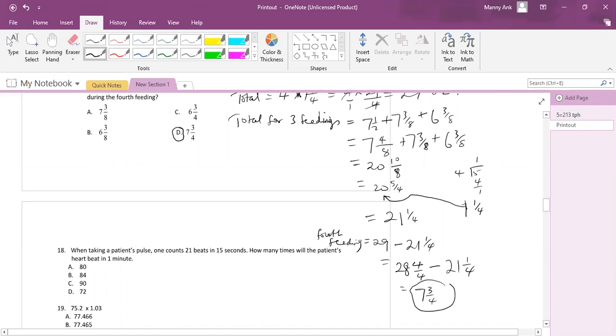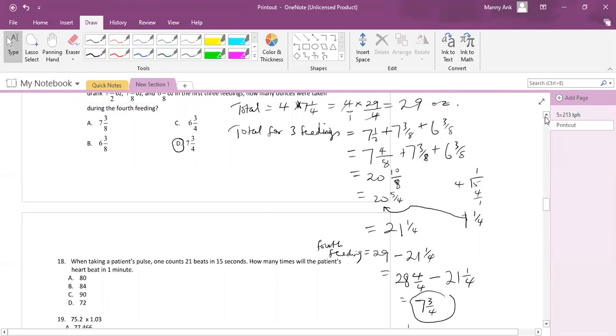Okay. So this question involves multiplying, adding, and subtracting. Very good to use this to review for fractions.